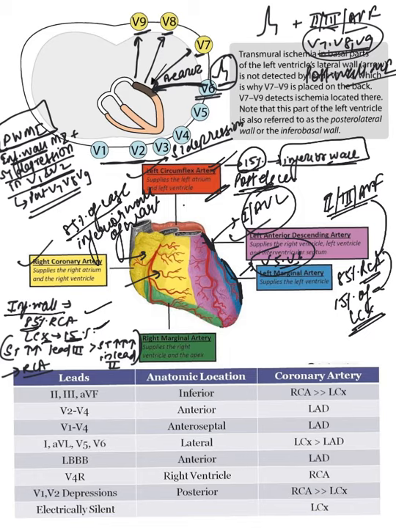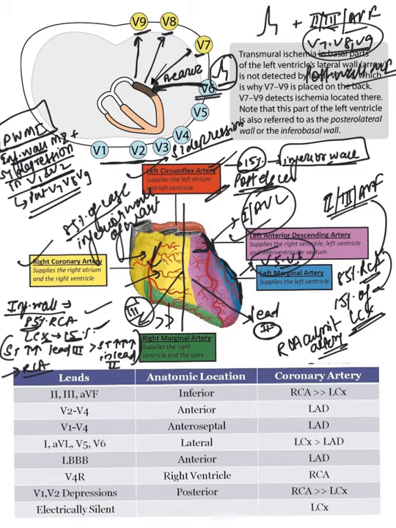As we learned in the previous slide, here is lead 3 and here is lead 2. Here is our circumflex artery and here is our RCA. If the ST elevation in lead 3 is more than the ST elevation in lead 2, then since lead 3 is nearer to the RCA, the RCA is our culprit artery.